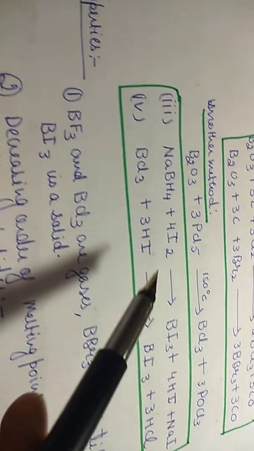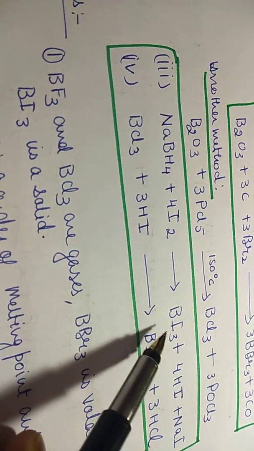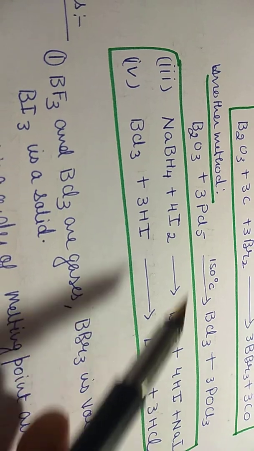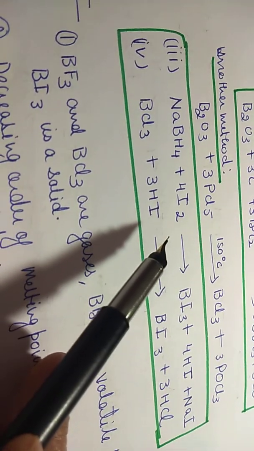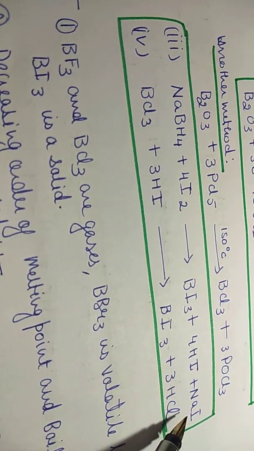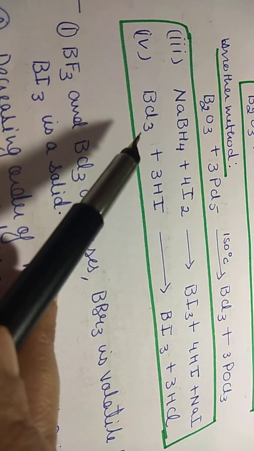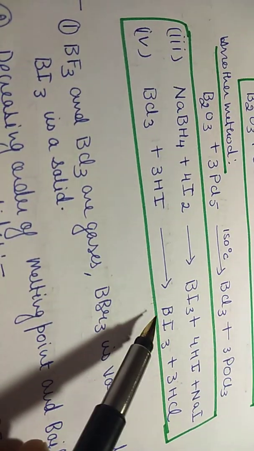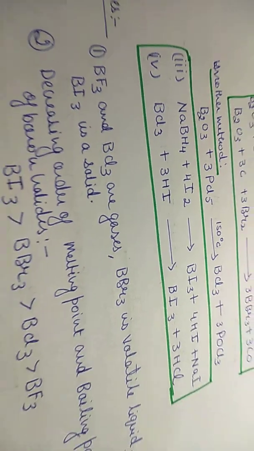POCl3. Then the third method is the formation of boron triiodide. So NaBH4 plus iodine gives BI3, HI plus NaI. Another method is from BCl3. You treat it with HI, we will get BI3 and HCl.